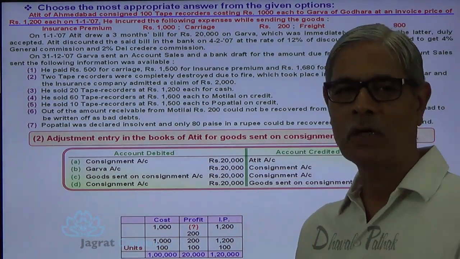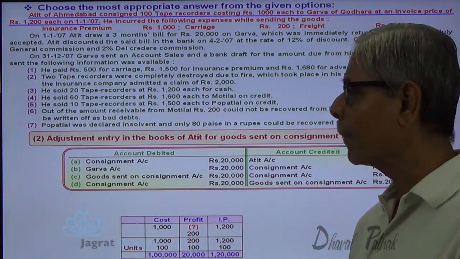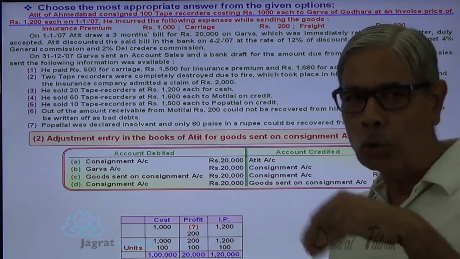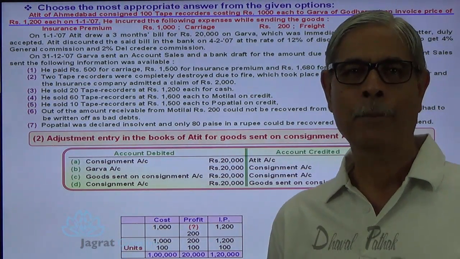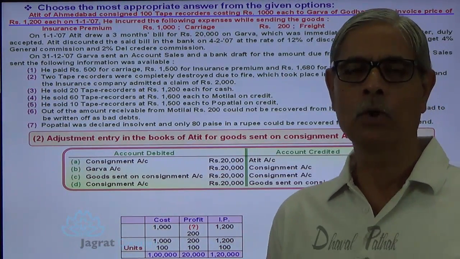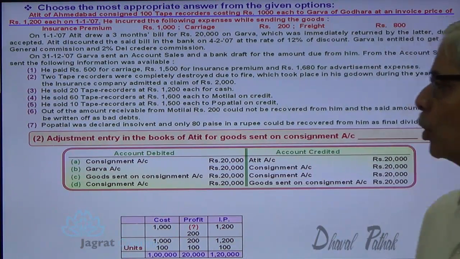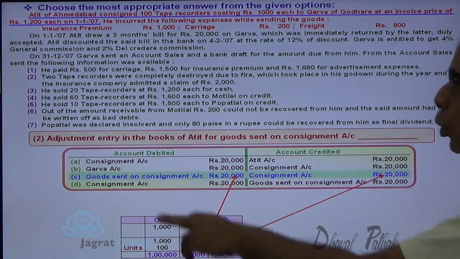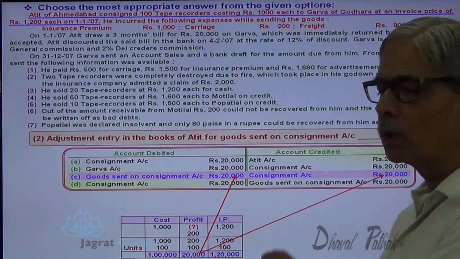Here we have not been given anything, just profit is added to the cost and the goods are sent to the consignee. So when the goods are sent, what is the entry? Consignment account debit to goods sent on consignment account credit. And the reverse entry is to be recorded for the profit loading to identify cost in the consignment account. So journal entry: goods sent on consignment account debit 20,000 to consignment account credit. C is the correct option for this loading entry.